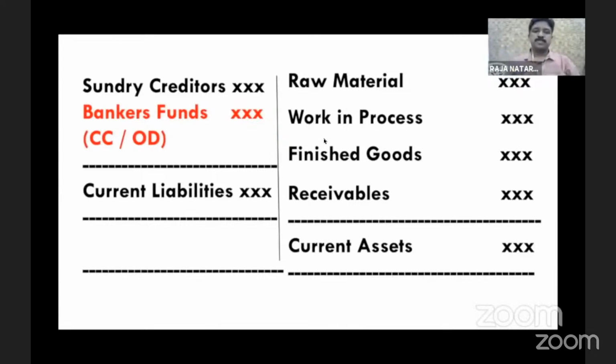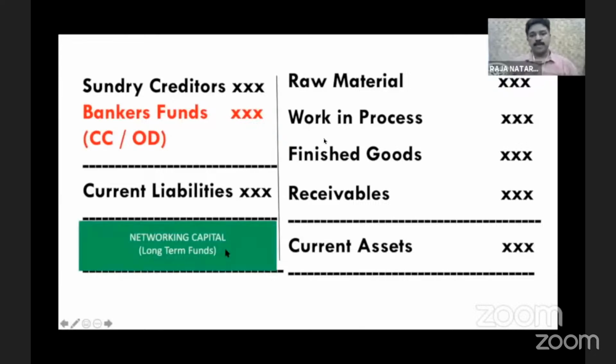Very good. Promoters, borrowers, they have to fund this gap by bringing suitable long-term funds. And technically, we call that net working capital. Net working capital is nothing but the difference between the current assets and current liabilities. So that portion has to be funded by the promoters by bringing adequate long-term funds. So technically, we call it net working capital.